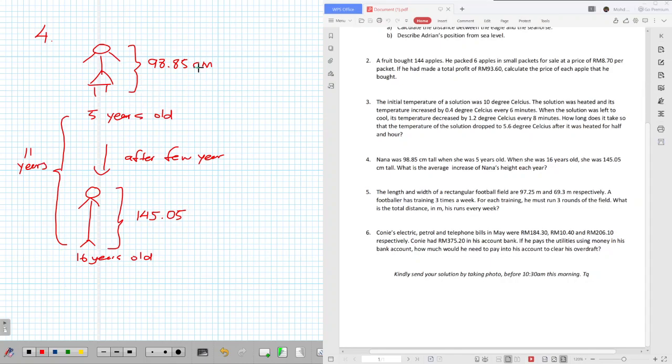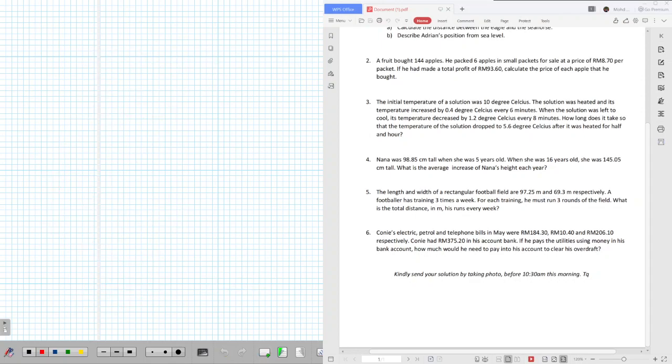So if you want to do this, we just minus: 145.05 minus 98.85, divided by the years, 16 minus 5. If you do the calculation, you will get 4.2 centimeters. So this is question number 4. Now question number 5: the length and width of a rectangular.